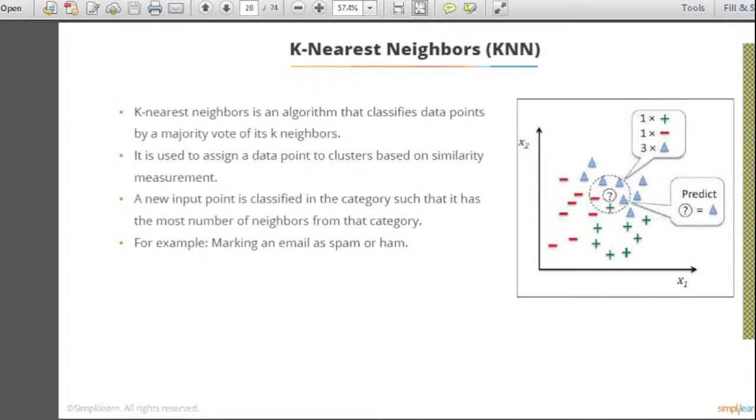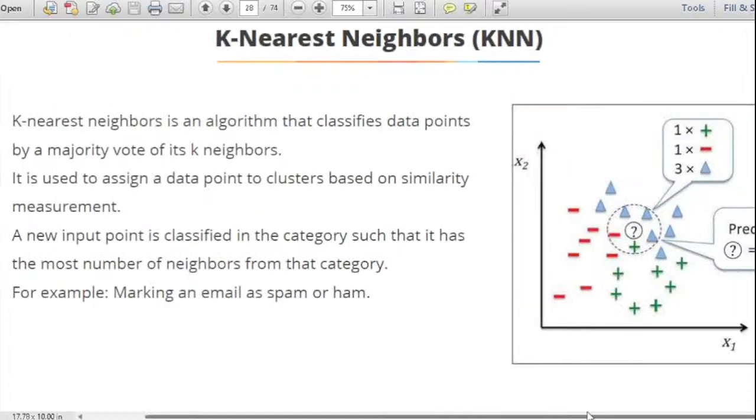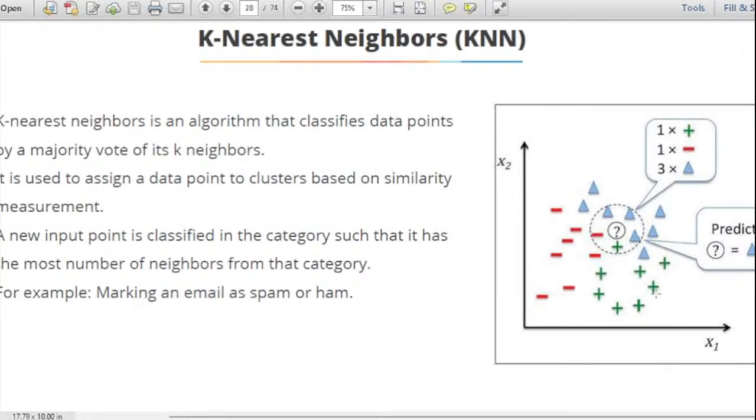K nearest neighbor, KNN, is an algorithm that classifies data points by majority vote of its K neighbors. Just take a look at this picture. We have three classes of data, blue, red and green. If a new data point comes in, let's say the question mark is a new data point, we have to predict which class this data point belongs to.